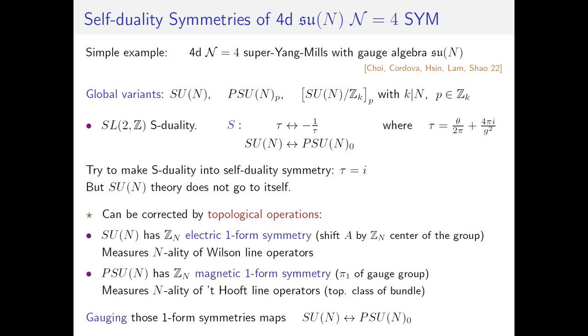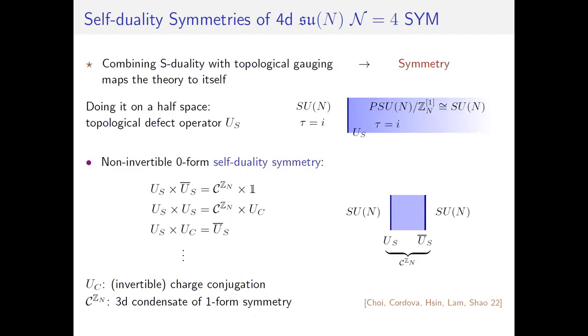However, we can correct this with some topological operation. The SU(N) theory has a Z_N electric one-form symmetry. This corresponds to shifting the gauge field by the center of the gauge group. And this one-form symmetry measures the N-ality of Wilson line operators. What happens is that if you gauge this one-form symmetry, you obtain the PSU(N) theory. And likewise, the PSU(N) theory has a Z_N magnetic one-form symmetry related to pi_1. And if you gauge it, you go back to SU(N). So gauging allows us to move between SU(N) and PSU(N).